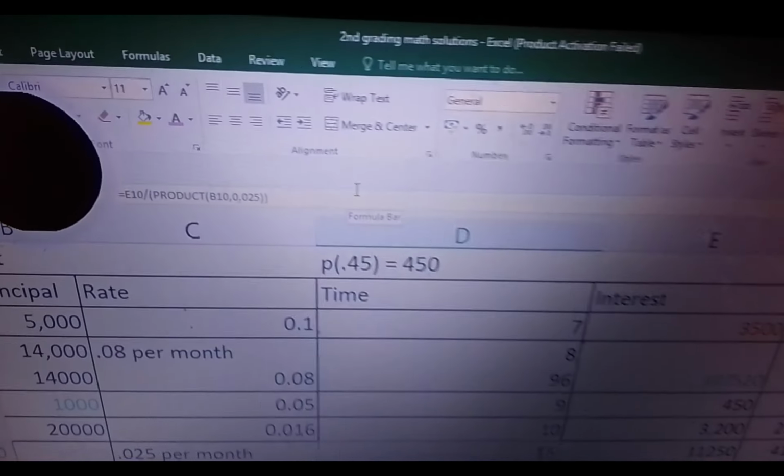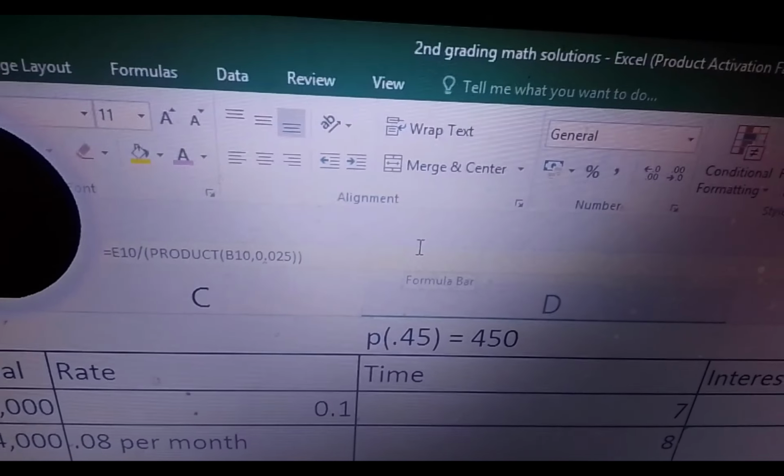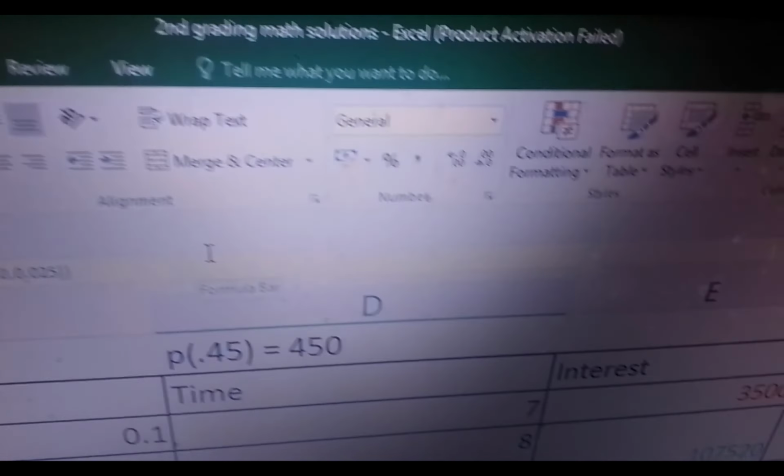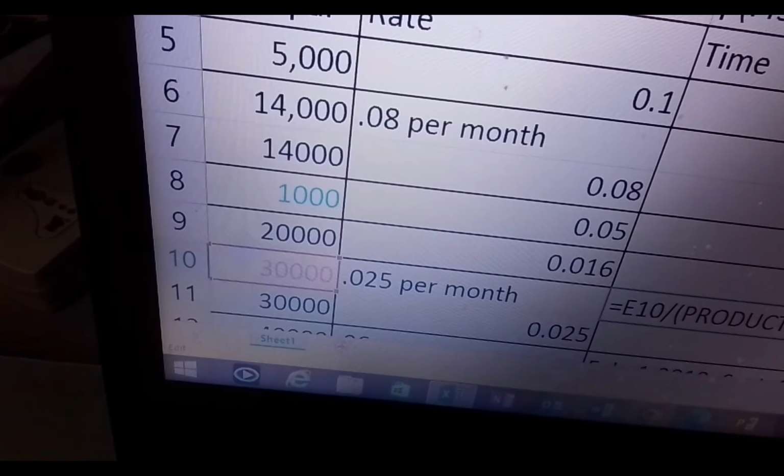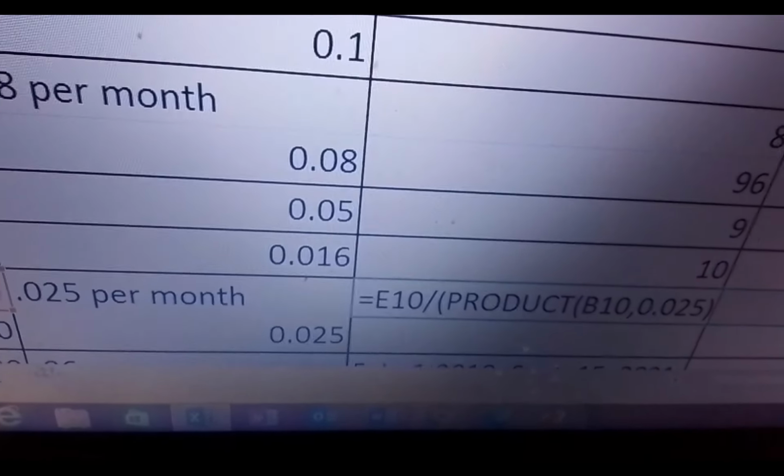And the interest rate is 2.5% per month, or 0.025. That is the number. Okay? Now, to solve for the time, madali lang yan.